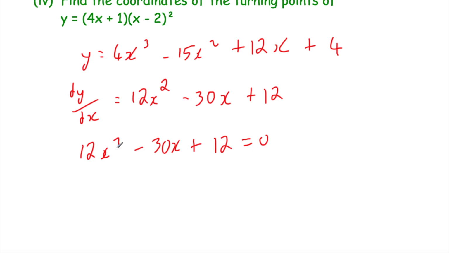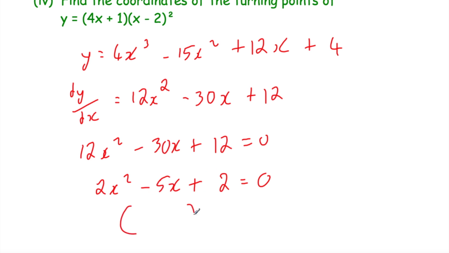So I've noticed here that everything is actually divisible by 6. We could divide everything by 6 here. So let's divide the whole equation by 6. 12x squared divided by 6 would be 2x squared. Minus 30x divided by 6 would be minus 5x. And 12 divided by 6 is 2, so plus 2. And then that's equal to 0. Okay, so we've just divided the equation by 6 to help us. Now we're going to try and factorize this and hopefully find our values for x.